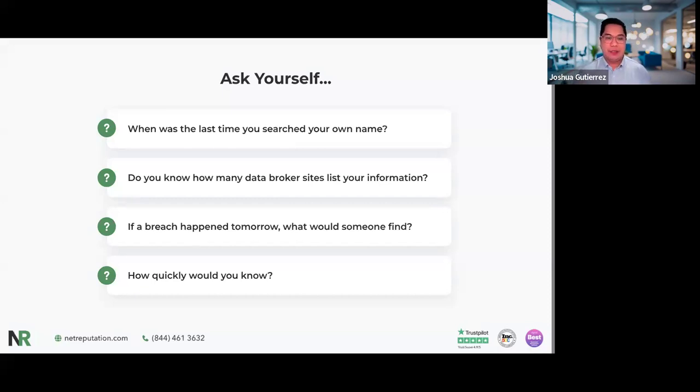A thing to think about too is, if a breach happened tomorrow at a company that maybe you've done business with, what would somebody be able to combine with existing data about you for potential impersonation? How quickly would you even know? These aren't hypothetical questions, they're practical awareness questions. Because as we have mentioned before, digital exposure isn't abstract, it's personal. So let that sink in for a moment.